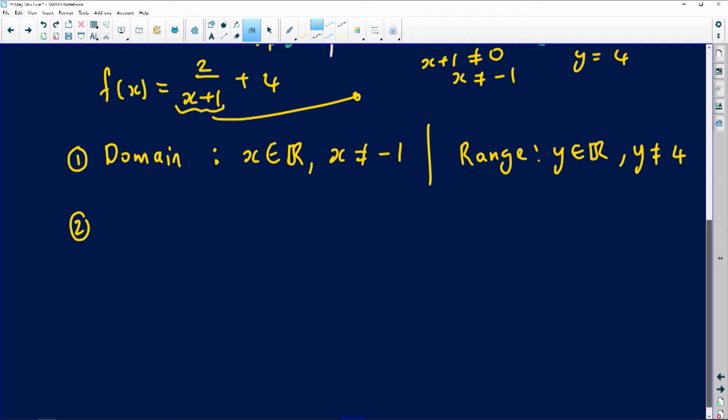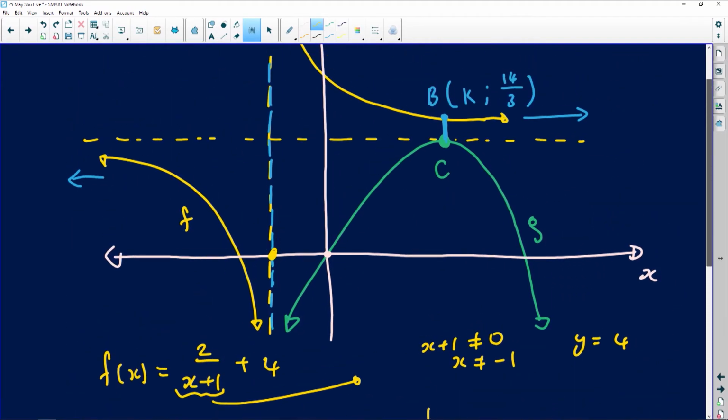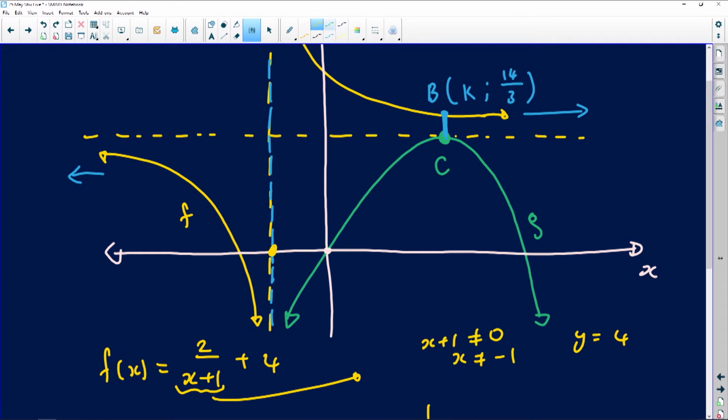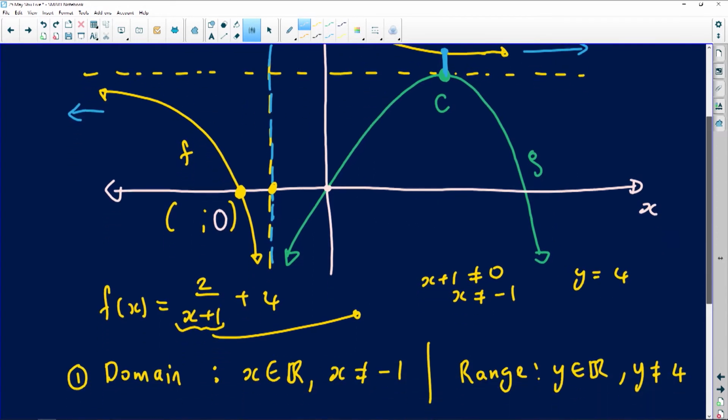Okay, let's go back and check. The graph of f, the yellow graph, cuts the x-axis where? It cuts here on the left of the blue line. That's where it cuts the x-axis on the Cartesian plane. I know something already there. What do I know? Well, I know that the y value is 0. So I'm looking for the x-intercept. What I'm going to do is take this 0 and substitute it where I see y, because I'm looking for the x-intercept of that particular yellow graph.